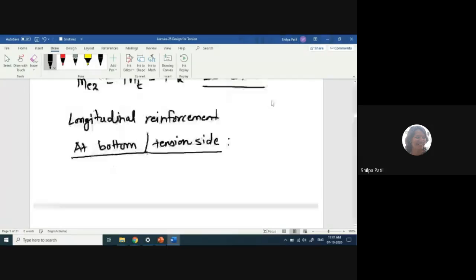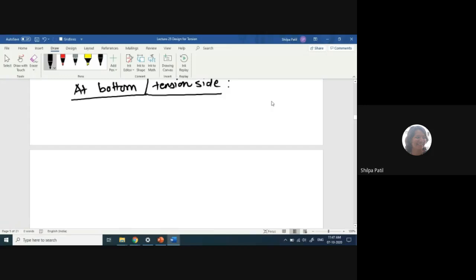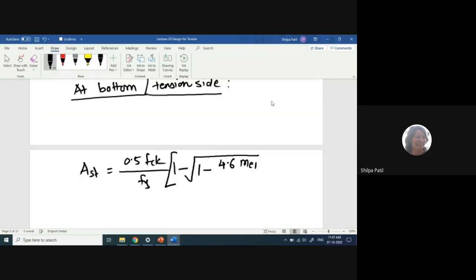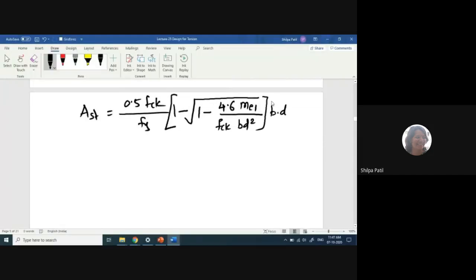Okay, so what is the formula of AST? Simply write down here. AST is equal to 0.5 FCK upon Fy into bracket 1 minus under root 1 minus 4.6 ME1 divided by FCK BD square, outside the bracket B into D. Okay, put all the values and find out AST. So you do the calculation and tell me the value.